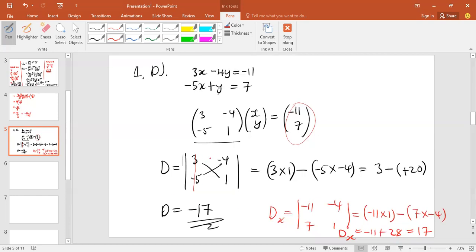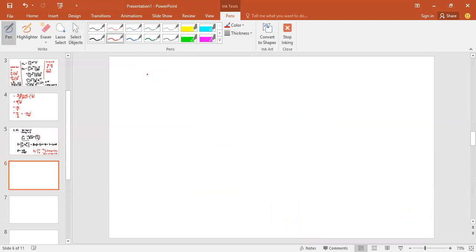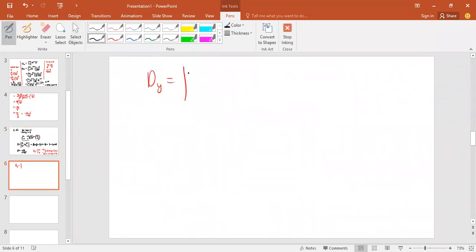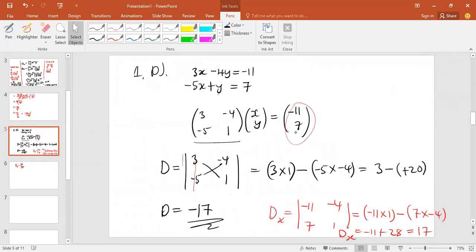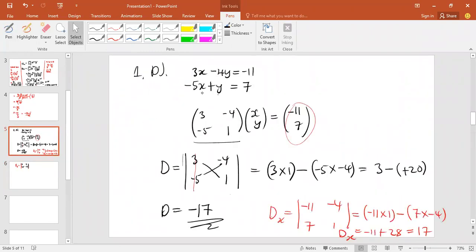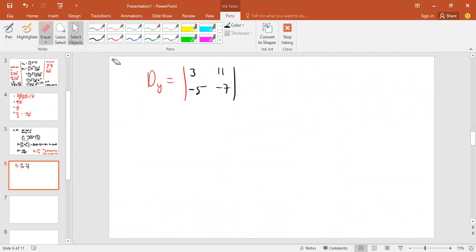Then get the same matrix. This time we replace the y column. Since it's the dy, we replace the y column with a solution. So our dy will be equal to, we maintain the x column, 3 and negative 5. And this other column we replace with the solution part B, 11 and negative 7. Just to confirm, it's negative 11 and 7. So it's the opposite, negative 11 and 7.